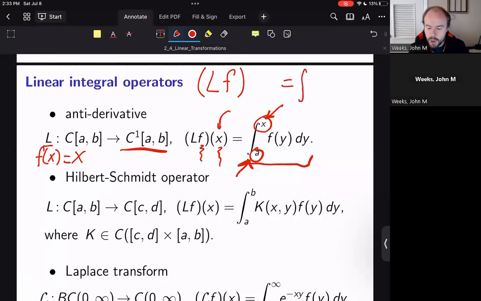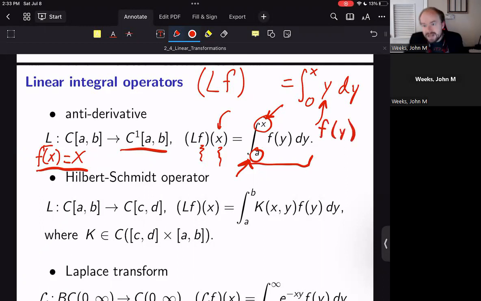I could write it as going from, let's say a is 0 here, just to make it standard. And then this L of f is going to be the function of integrating, and I'm not going to call it x anymore because I want to put x up here. I'm going to use a different variable. I'm going to call it y, dy. Now, the reason I'm putting y here instead of f of y is that I know that f of x equals x. Hence, f of y is going to be equal to y. So what I'm doing is I'm integrating y dy, and then plugging in x.